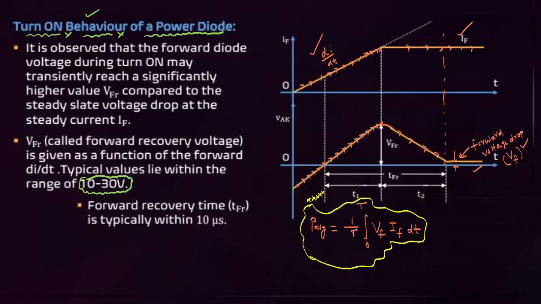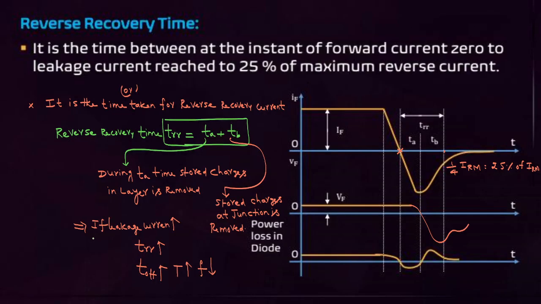In a diode, what is the forward recovery voltage? What is the forward recovery time? It is in the range of 10 microseconds. Concentrate mainly on these two points. Then there is how to calculate the average power loss. But the reverse recovery characteristics of a diode are very important.